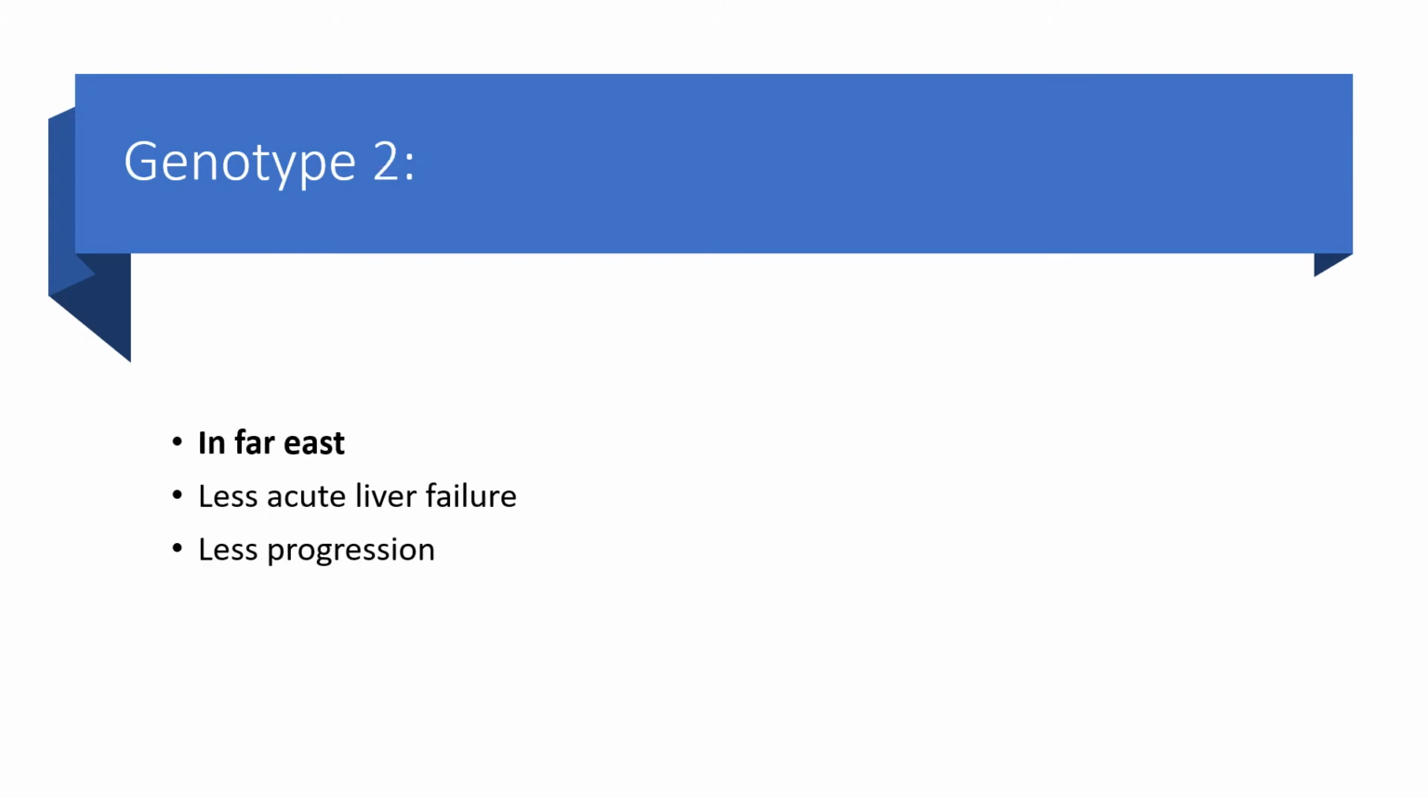Genotype 2. That could be found in the Far East. It is less acute and less acute liver failure. The progression is also less. In other words, less trouble with genotype 2.